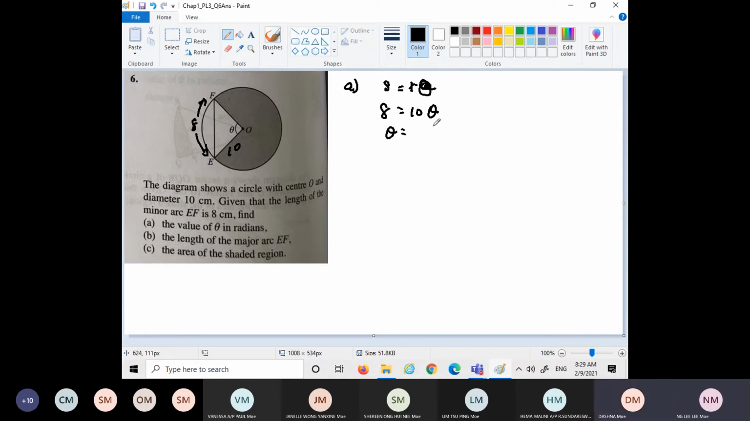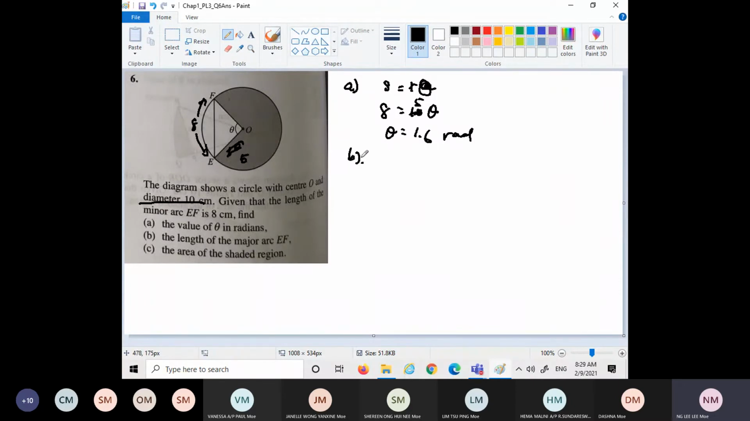No, teacher. The radius is 5. Yeah, thank you. This is diameter. So this is 5. So the answer is 8 divided by 5, 1.6 radian.